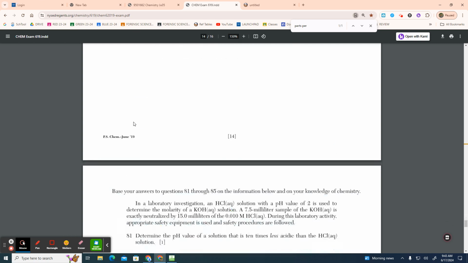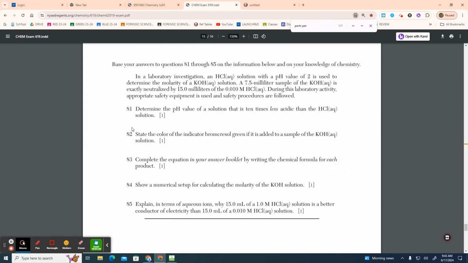All right, we're almost done with this Regents, even though I started in the middle. In a lab, a hydrochloric acid solution with a pH of 2 is used to determine the molarity of a KOH solution. A 7.5 milliliter sample of KOH is exactly neutralized. As soon as you see the word neutralized, what are you going to do? What formula? Titration. Okay, that's MAVA. We're probably going to need that MAVA formula somewhere down here. I don't know which one yet because I haven't read it.